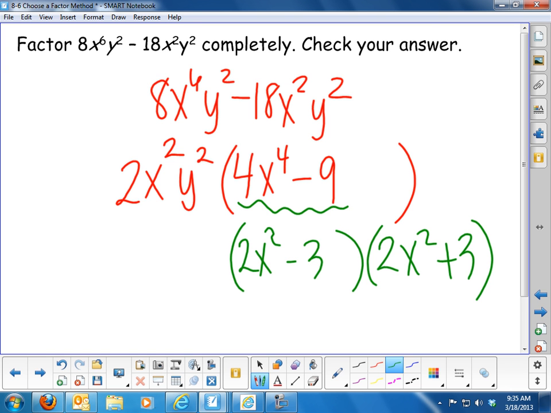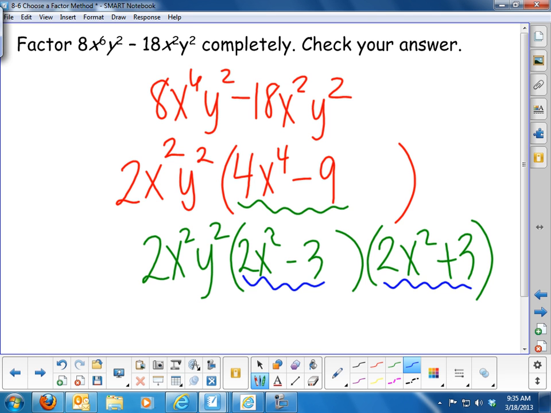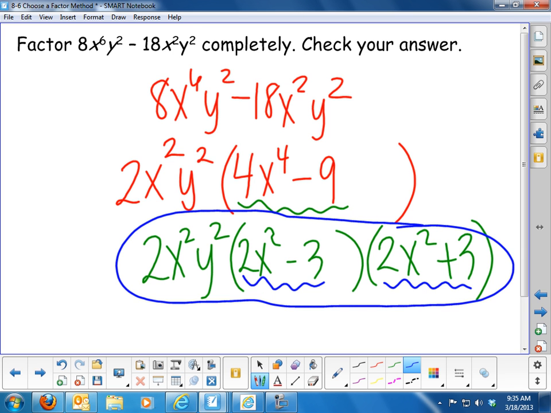Okay? I can't forget about my greatest common factor. I've got to carry that down into my answer. Now I want to look at each of what I'm left with here and determine, can those be factored anymore? Are they in simplest form? 2x squared minus 3 is not a difference of squares or a perfect square trinomial. 2x squared plus 3 is not either of those as well. So those cannot be factored anymore. Therefore, my answer is this long thing here in simplest form.